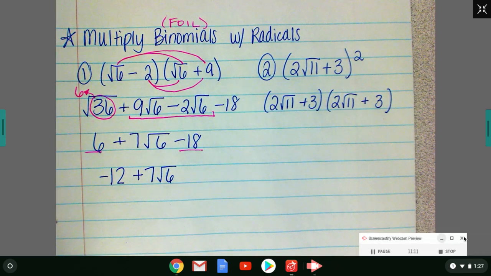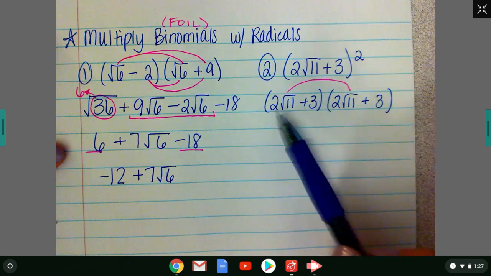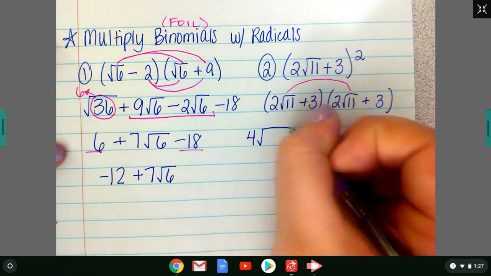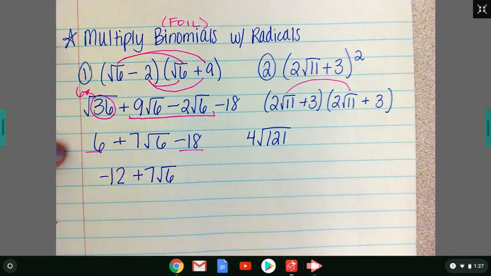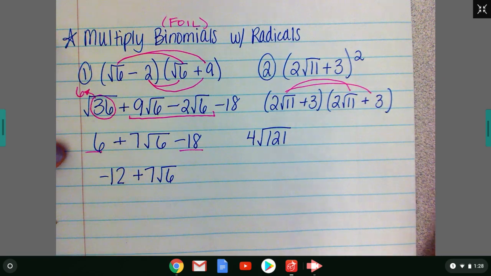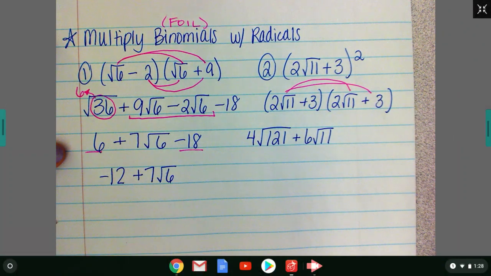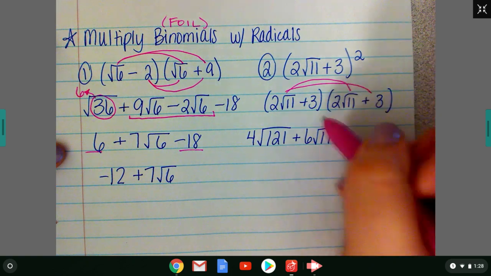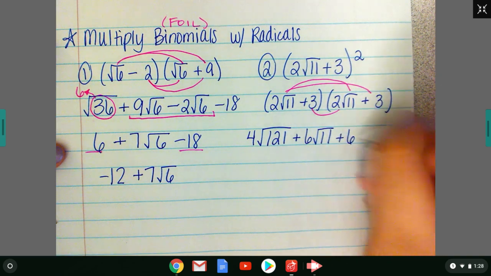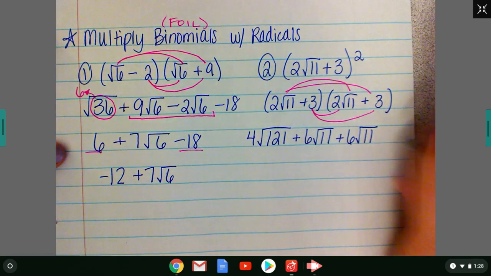So let's do that with the first, outside, inside, last. So here's my first, 2 root 11 times 2 root 11. So I can do the 2 times 2 to give me a 4. And the 11 times 11 is inside the radical. 11 times 11 is 121. Outside is 2 root 11 times 3. Outsides are 2 and 3, so that's a 6. And then root 11 is stuck on the inside. Inside, 3 times 2 root 11, the 3 and 2 are on the outside, so that's 6. And root 11 is on the inside. And then last is 3 times 3 to give us a 9.